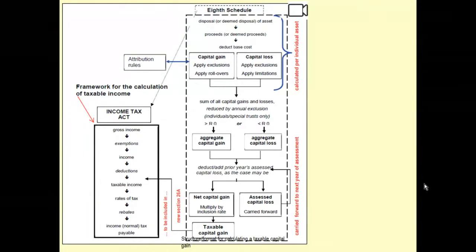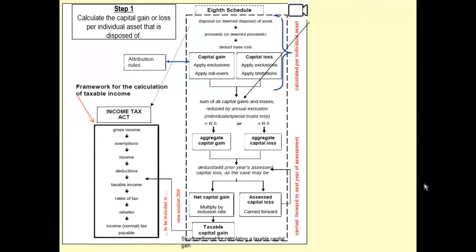So step 1 is you will deal with each individual asset that is disposed of separately. So for each individual asset that a taxpayer, which can be a company or a natural person, disposes of during the year, you will, for each of these assets, calculate a capital gain or a capital loss, right?